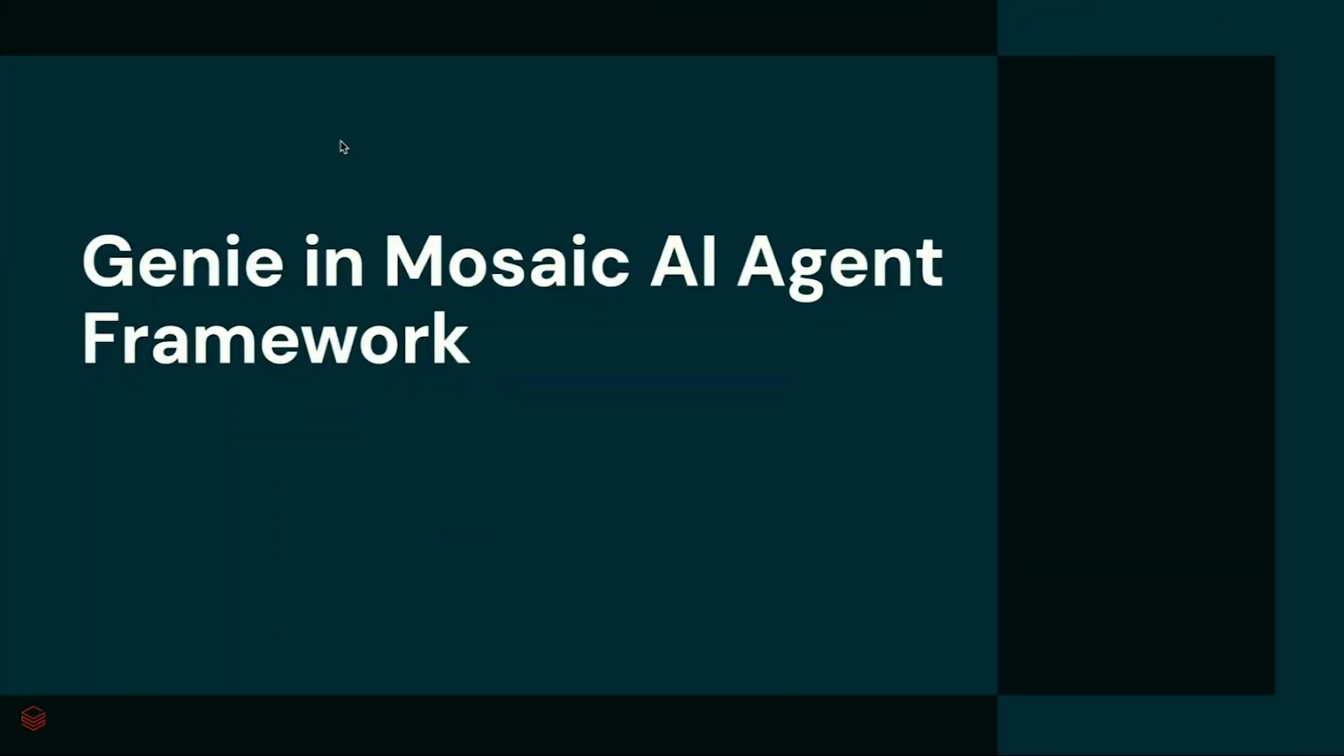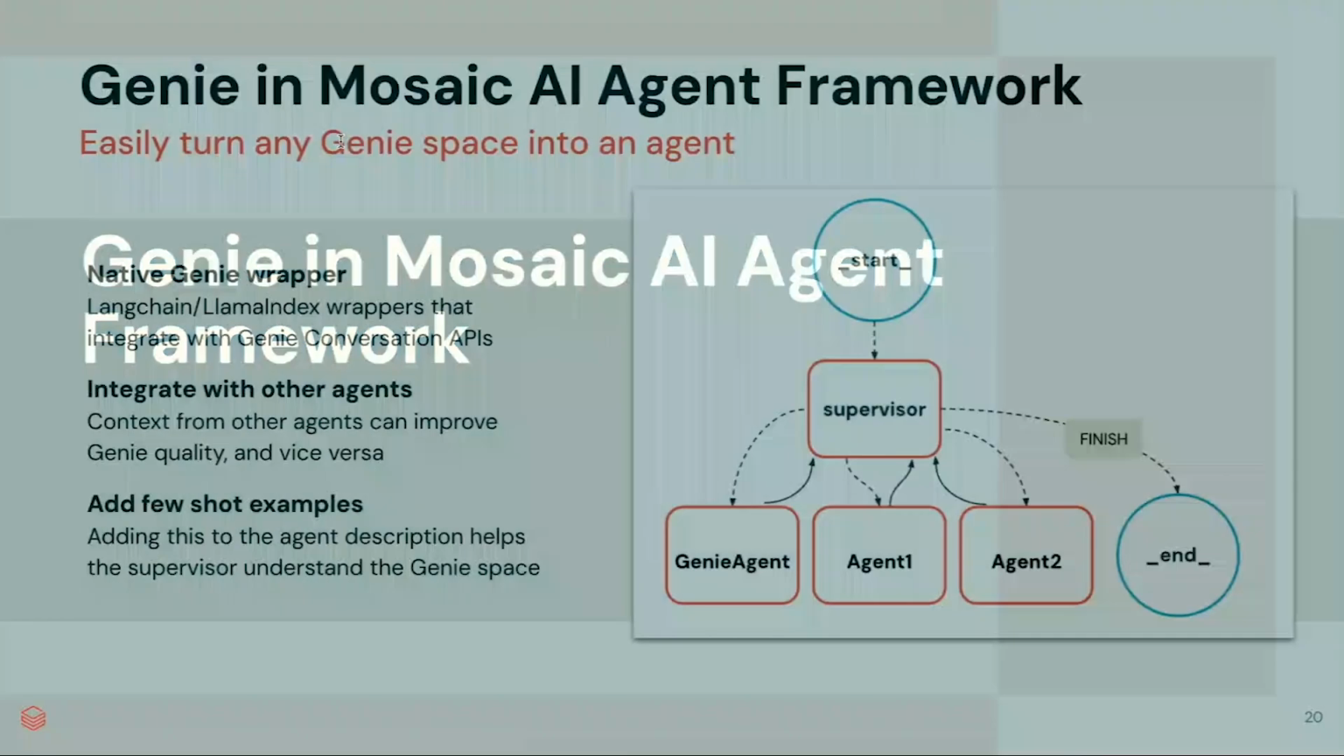So you've now seen how to build an effective SQL agent with Genie, but how do you embed it into a unified agent framework that's able to answer questions across different data types? This is where the Mosaic agent framework helps by providing a set of tools to seamlessly integrate your Genie spaces.